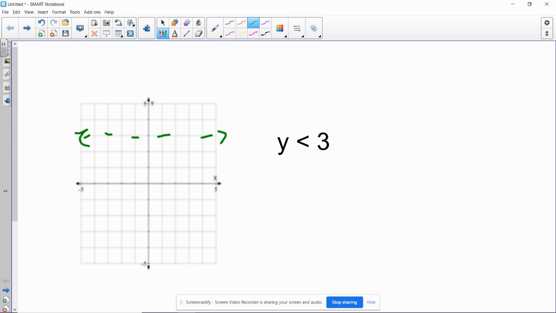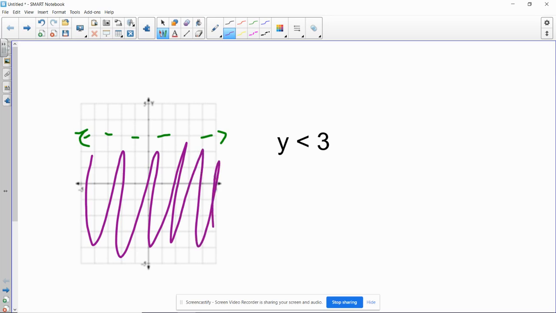I then have to remember to shade. Y is less than 3, so all the y values that are below 3 are shaded below down there. So that is what your graph should look like for the first one.